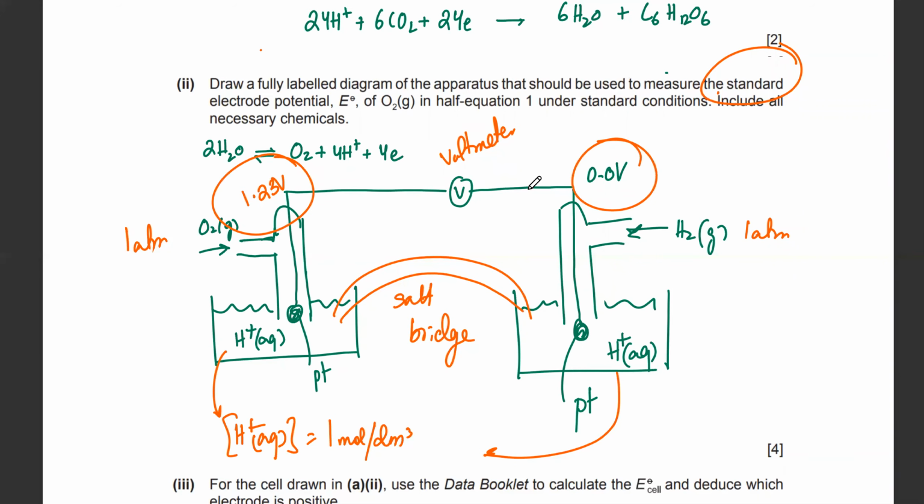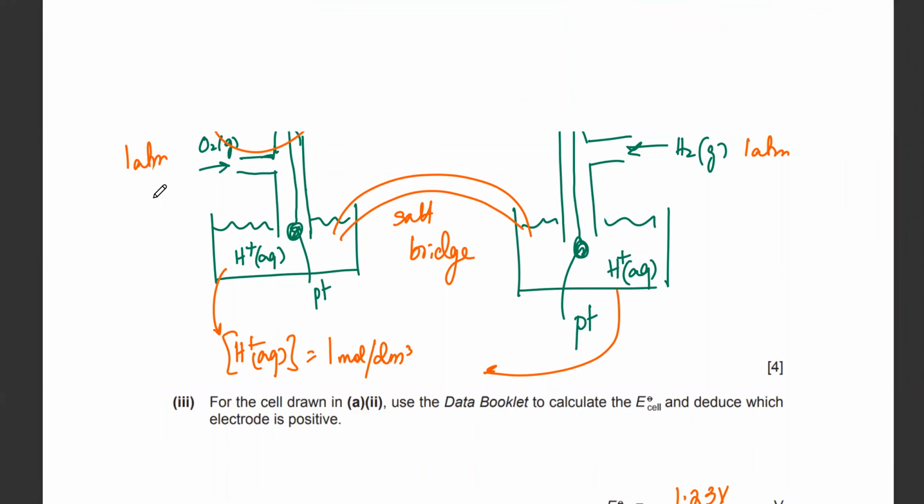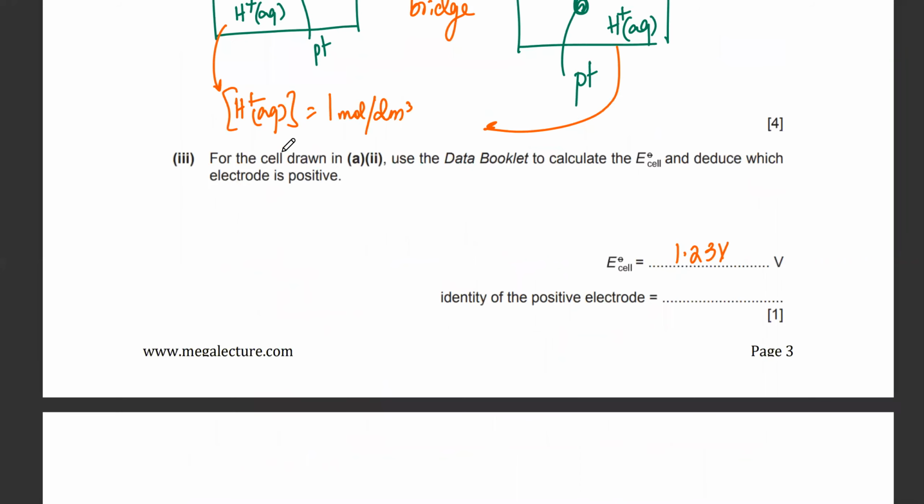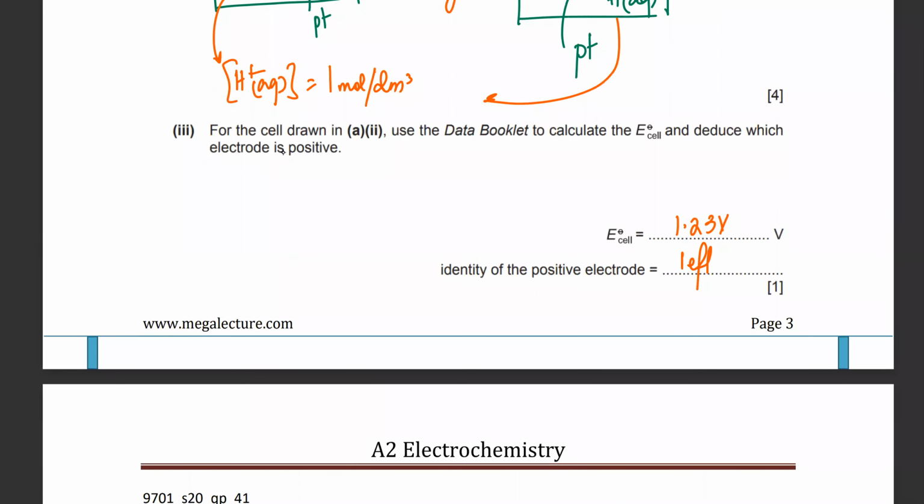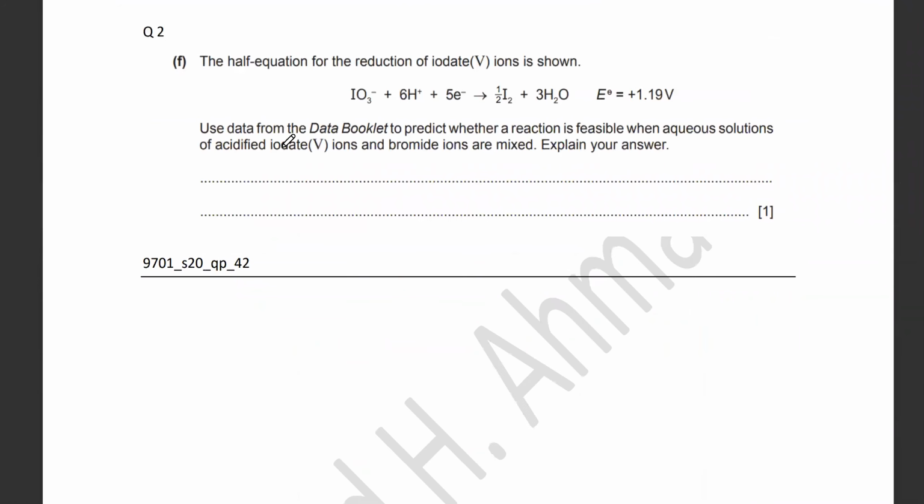So what's the potential difference? Which is obviously the reduction potential minus the other, 1.23. So that's your E0 cell. And which one is your positive electrode? The positive one is the higher one. This is the lower one. Electrons are going to flow towards the positive one, towards the higher potential. So 1.23, the left-hand electrode is the one. That's the positive one.